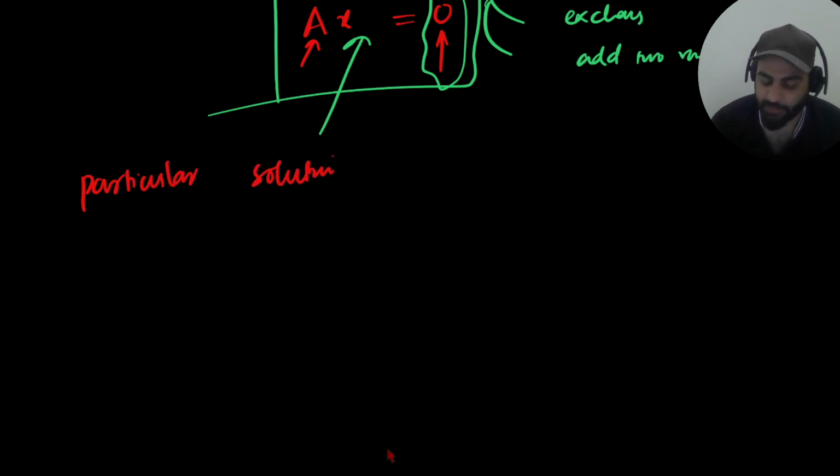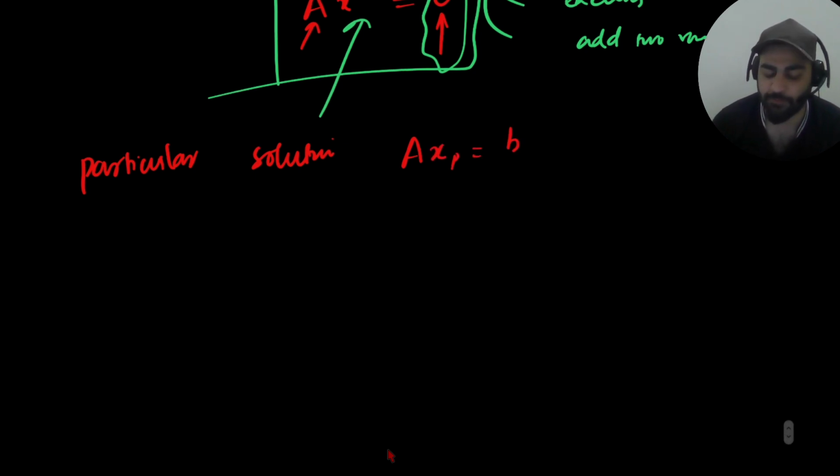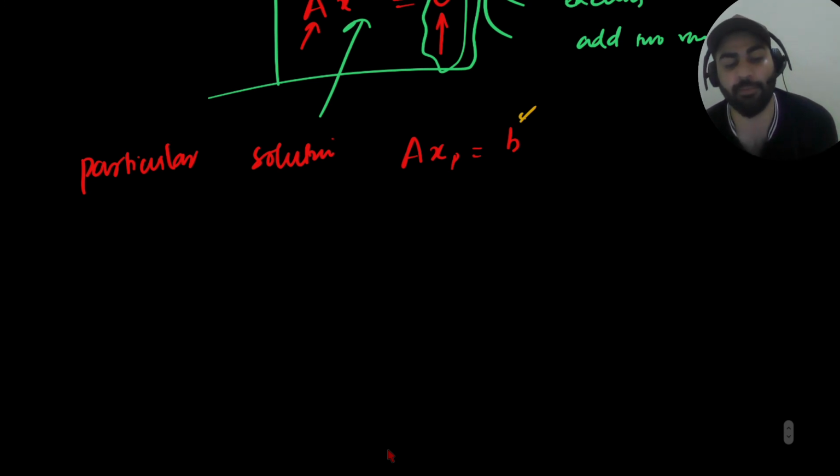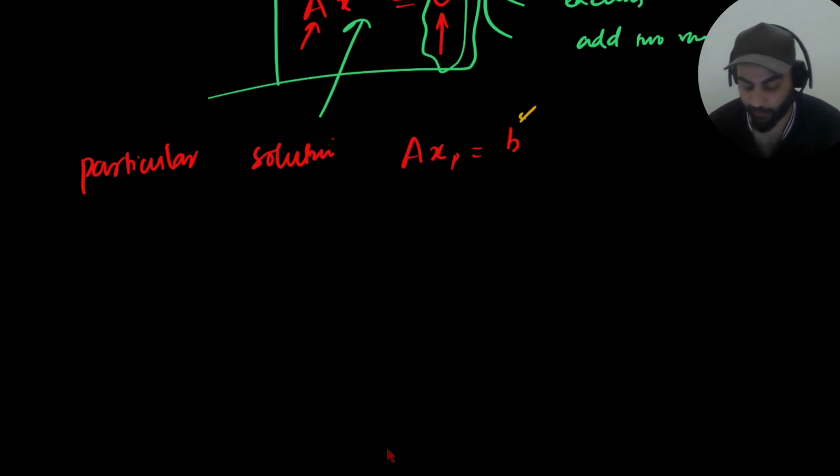A particular solution is, let's suppose we have some vector xp and we want to get this B. So this B will be having a particular value, so there will be a particular solution for this. Okay. And another is called the complete solution.